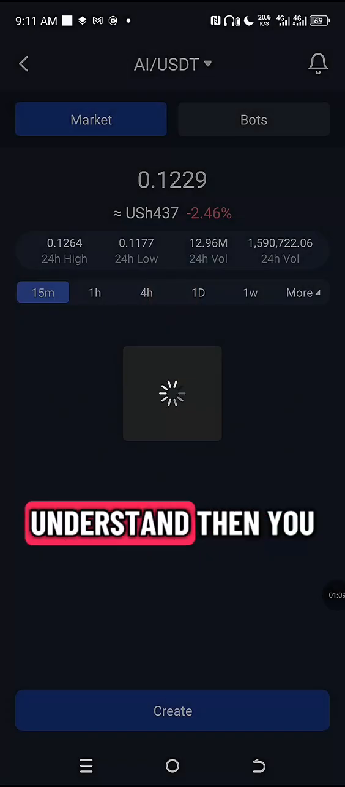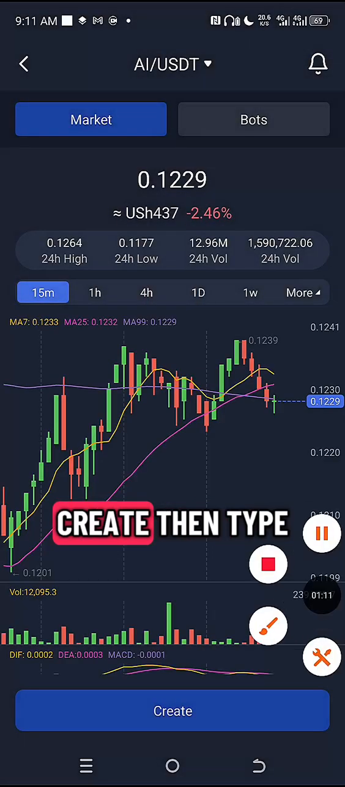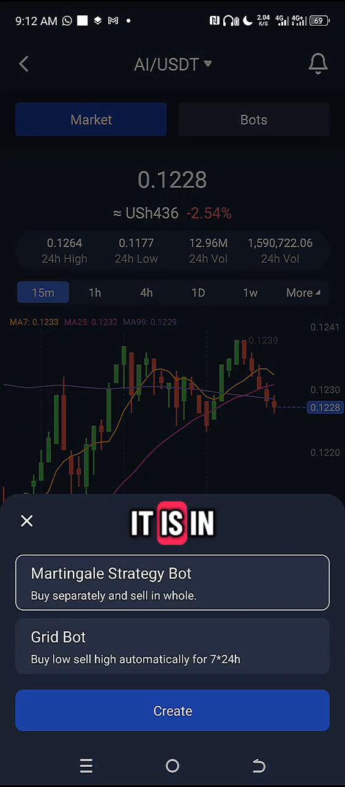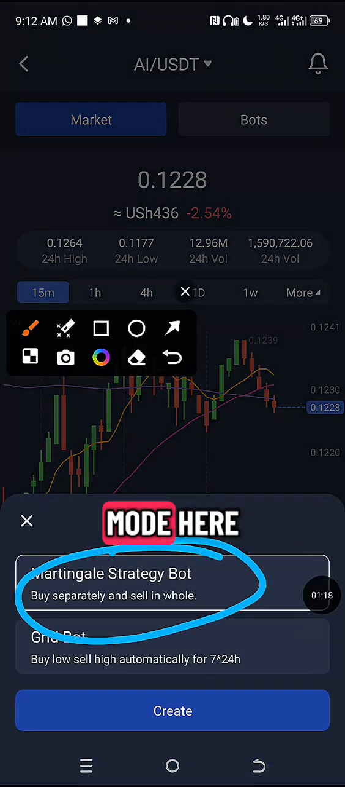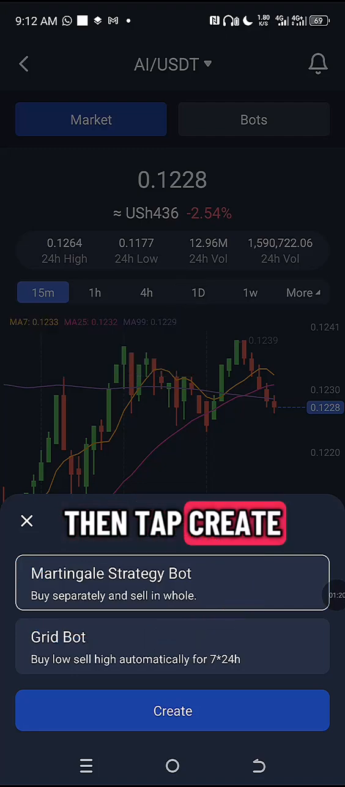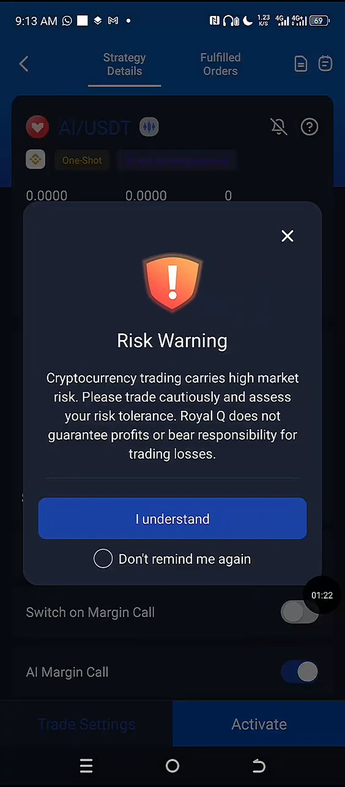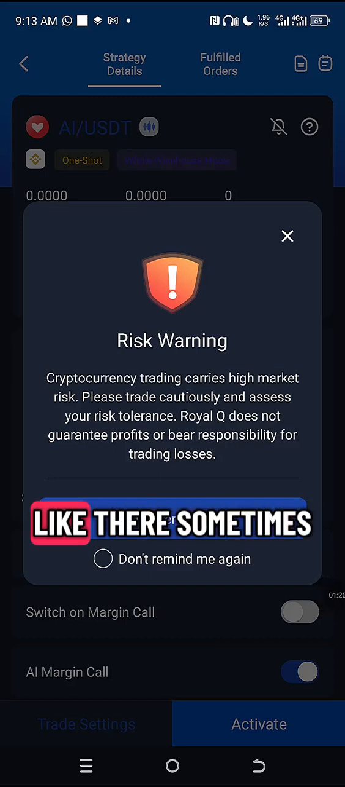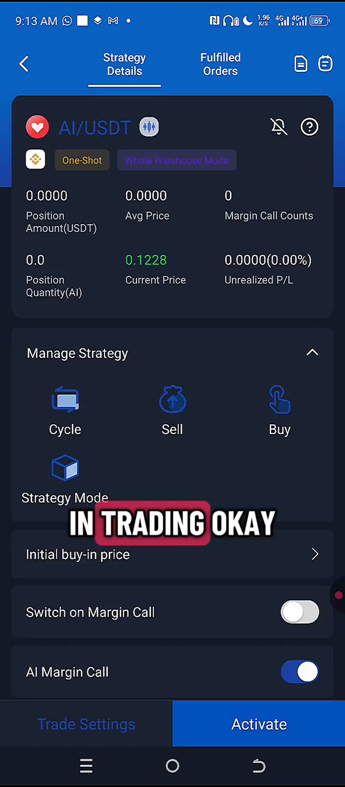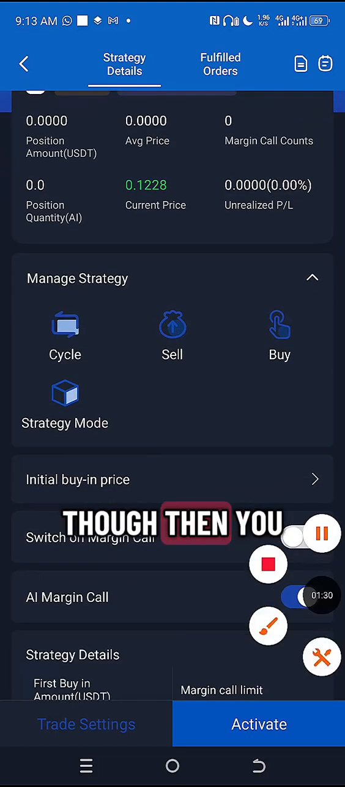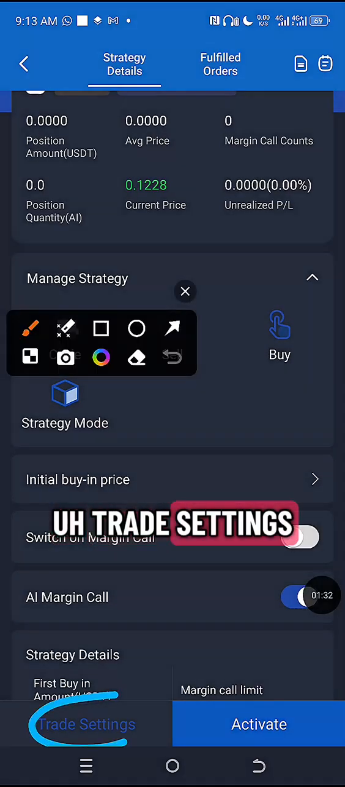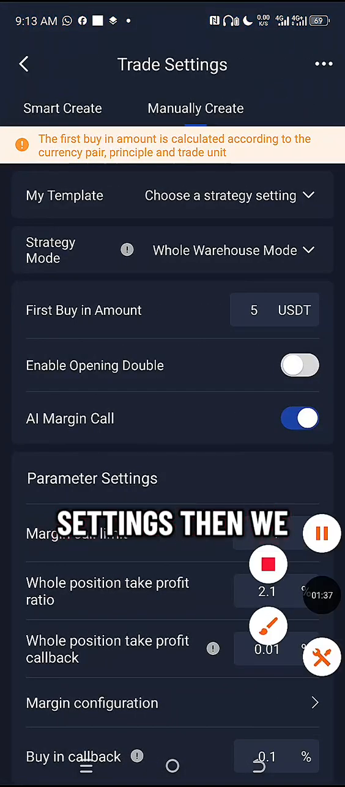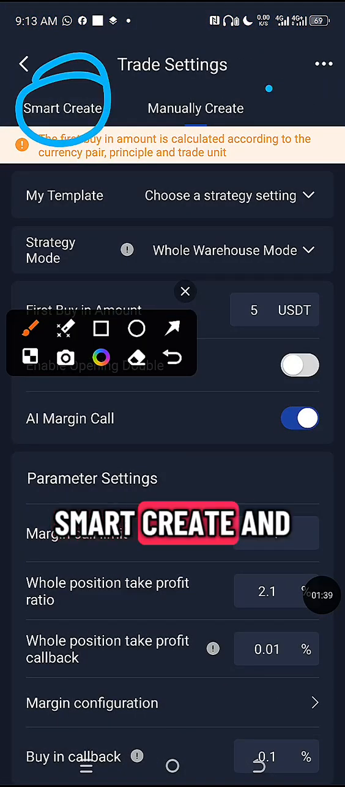Then you say understand. Then you create. Then tap create here. Then make sure it is in a Martingale strategy bot here. Then tap create again. Then you tap I understand. They keep on warning you because sometimes there are losses in trading. Then you tap here on trade settings.